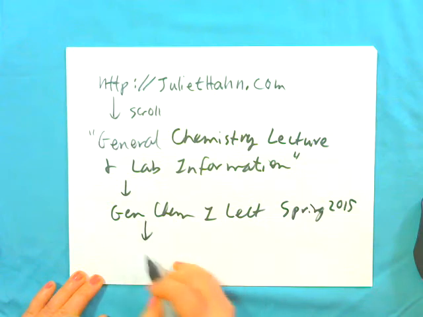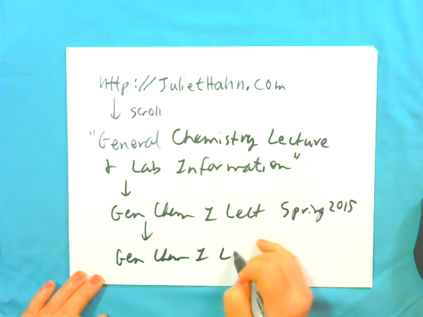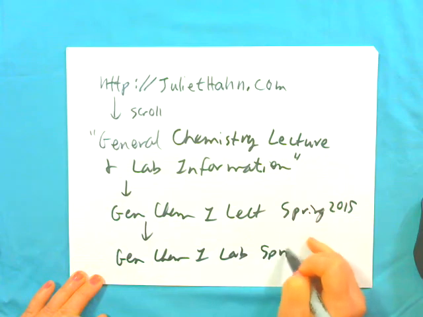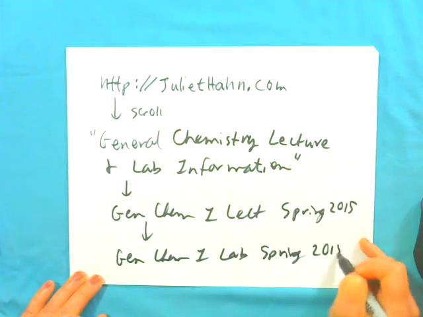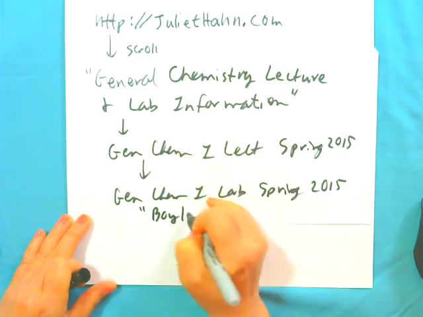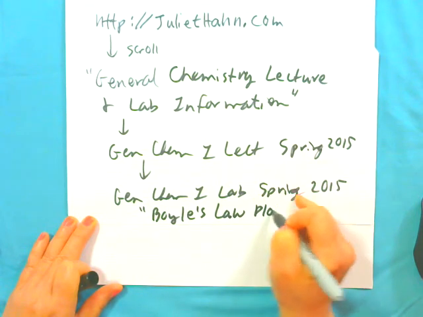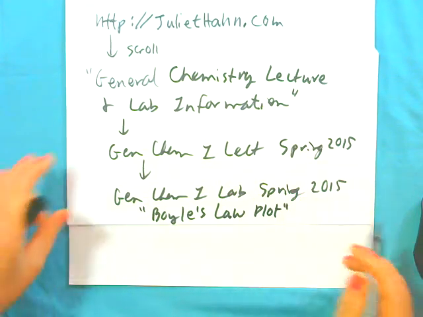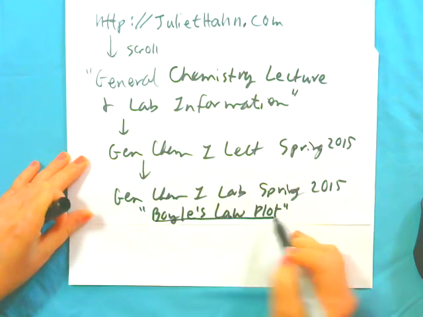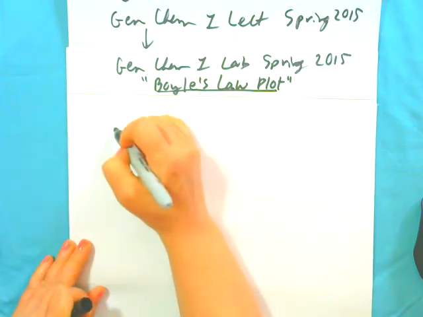And then if you scroll down further, you'll get General Chemistry 1 Lab Spring 2015. And then you will see something that says Boyle's Law Plot. And this Boyle's Law Plot is actually a hyperlink. So when you click on that, you will get an Excel spreadsheet.